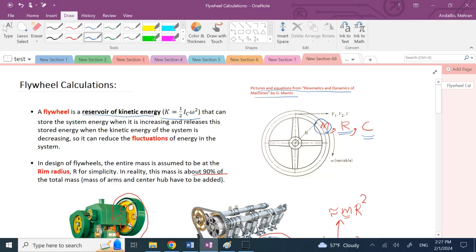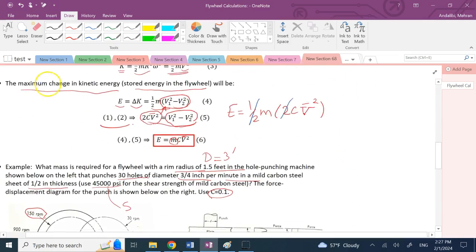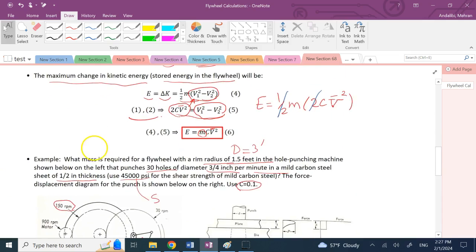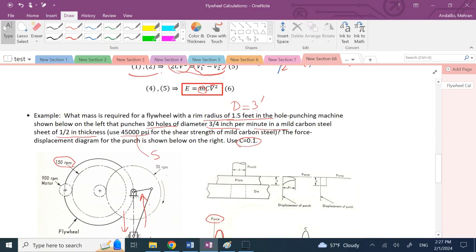Okay, so we are not going to do both of them. We're just going to pick what? We're just going to pick R and go for M. So here we choose a 3 feet diameter, 1.5 feet radius for the flywheel.